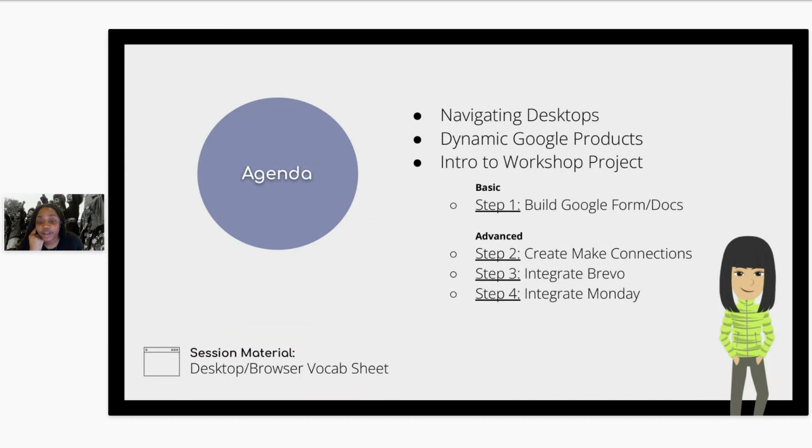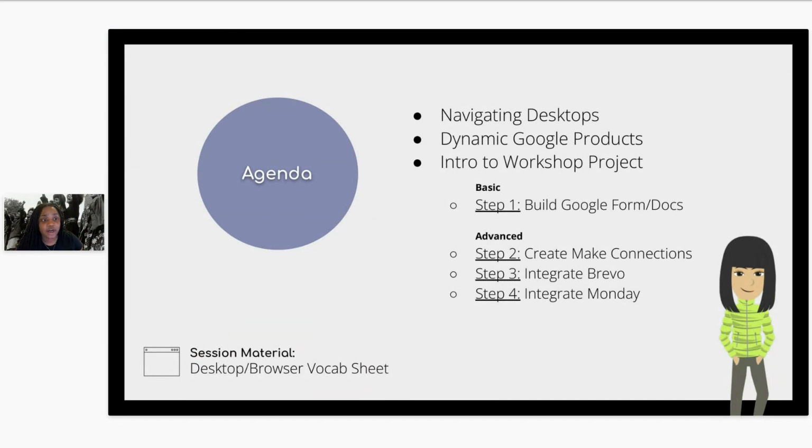The first will be the basic portion, building the doc and the form, and the advanced portion will be using make.com to make connections between these products. And step three will be integrating Brevo, which is an email campaign management software. We'll be integrating that into our project for today, as well as monday.com, which is a project management software.